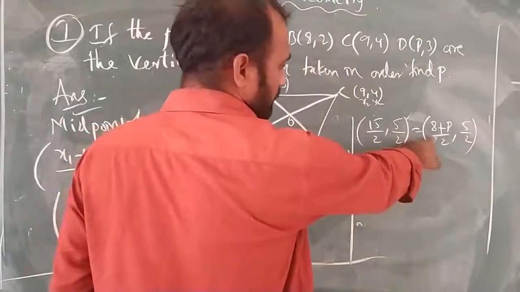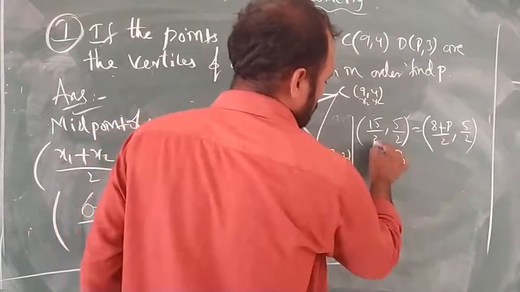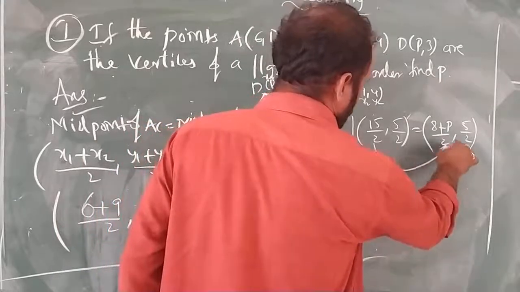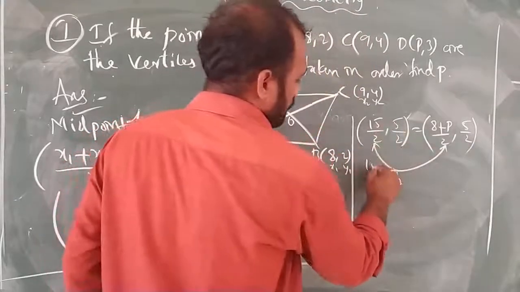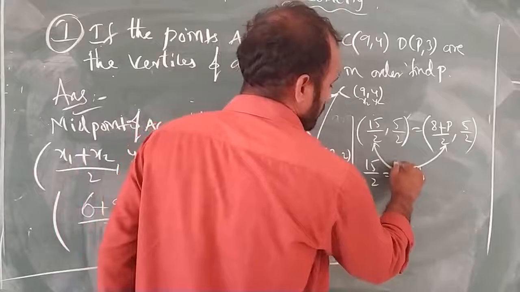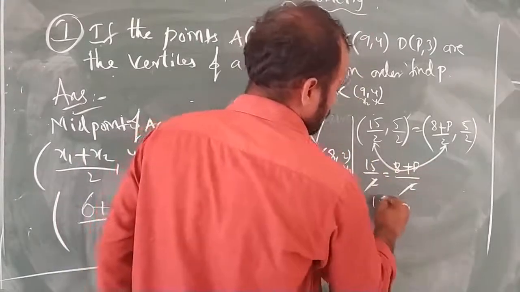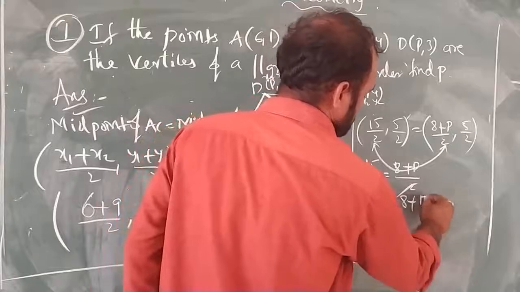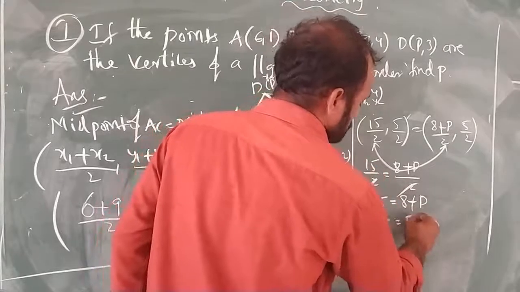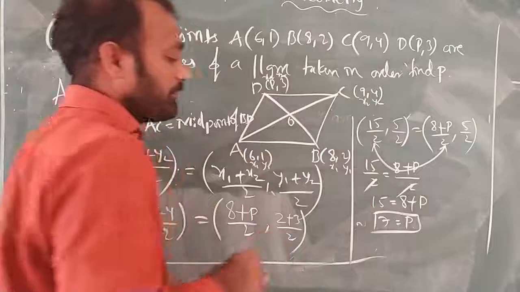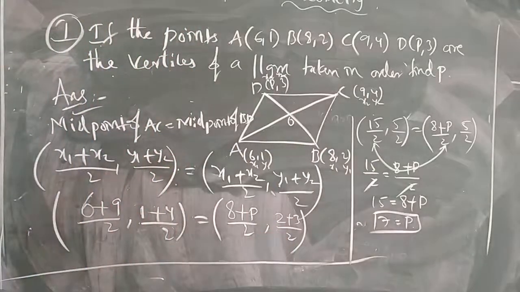Now in order to get P value, it is the x coordinate. So in this x coordinate we can make them equal. So 15 by 2 is equal to 8 plus P by 2. So 2 gets cancelled. 15 is equal to 8 plus P. 7 is equal to P, because 15 minus 8 is 7.